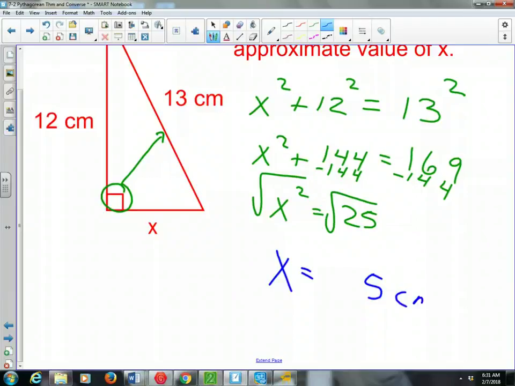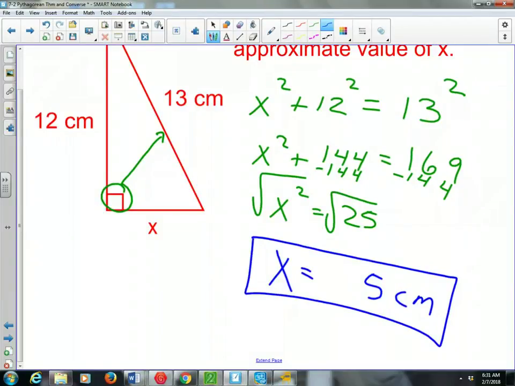And we would label x equals 5 centimeters. So if we had a 12 centimeter piece, a 5 centimeter piece, and a 13 centimeter piece, if we connected all those lengths together, we would end up getting a right triangle. Let's try this next one.